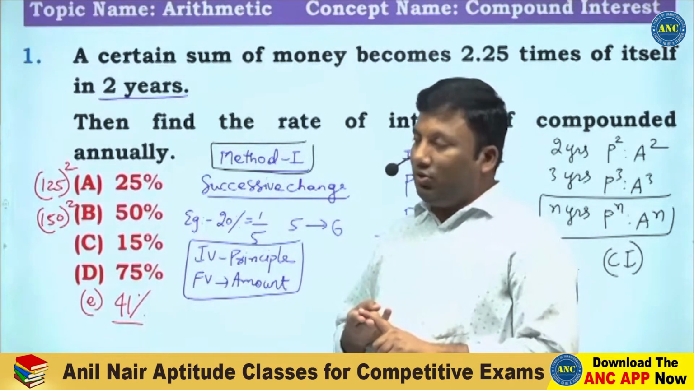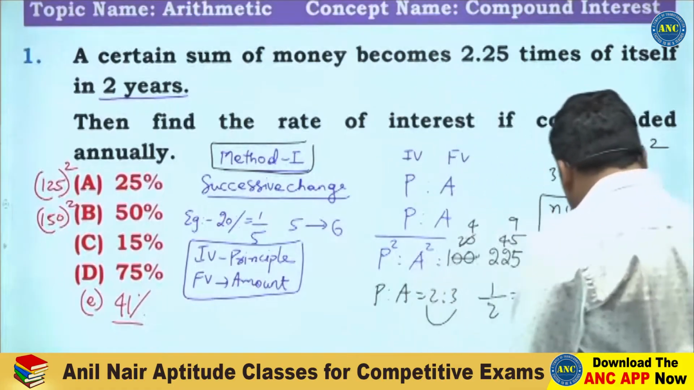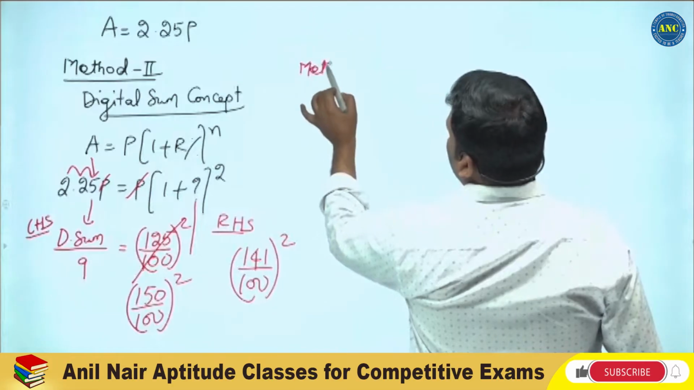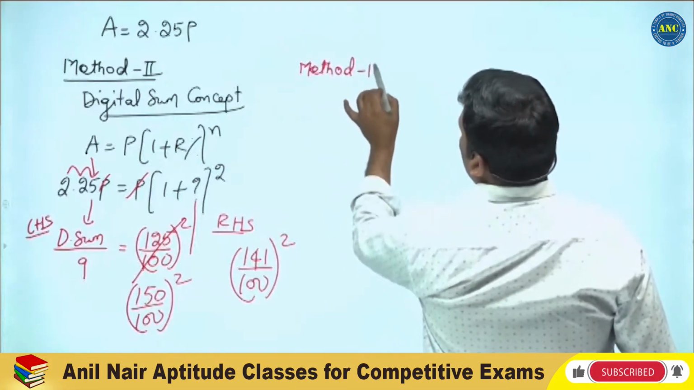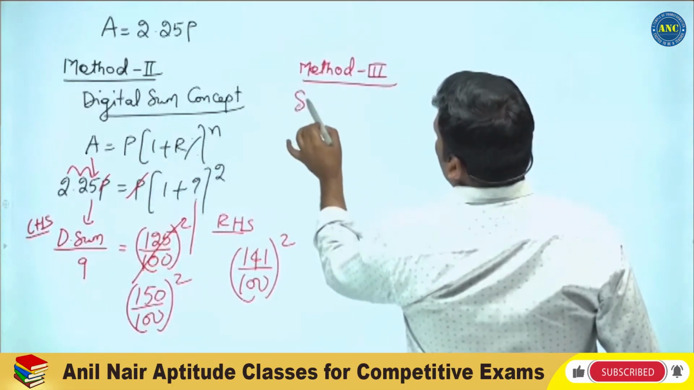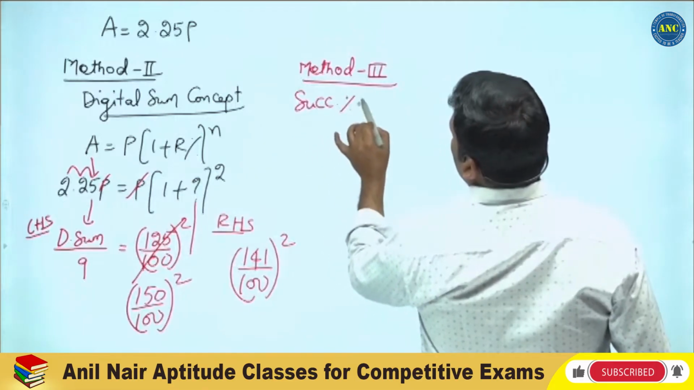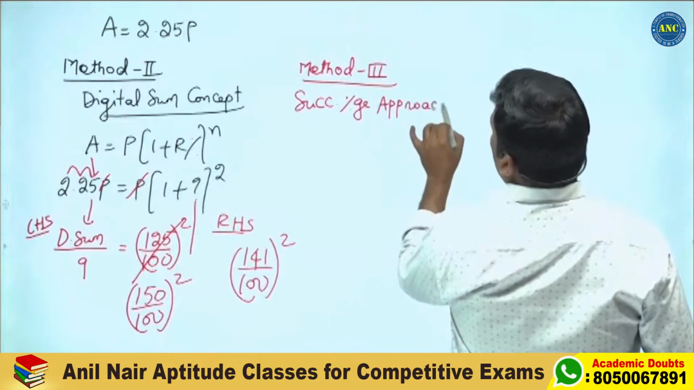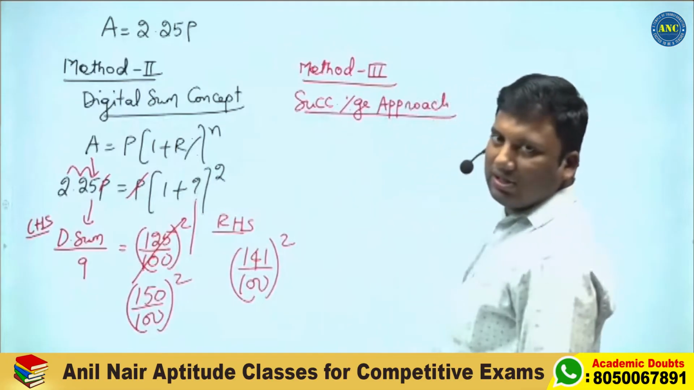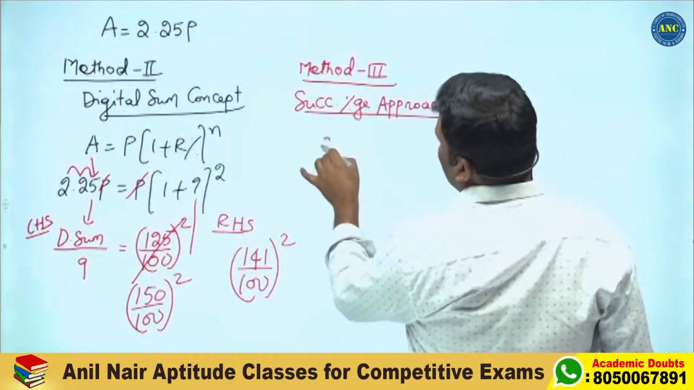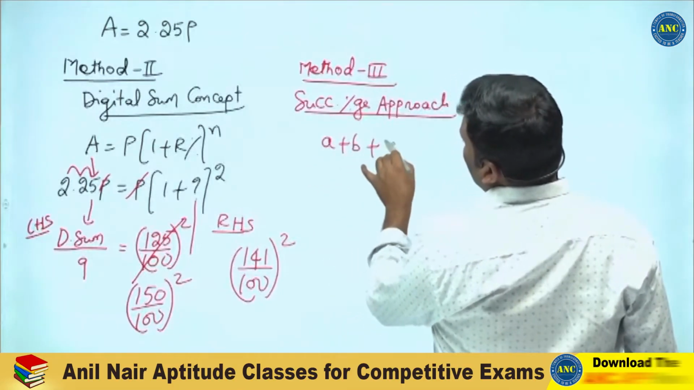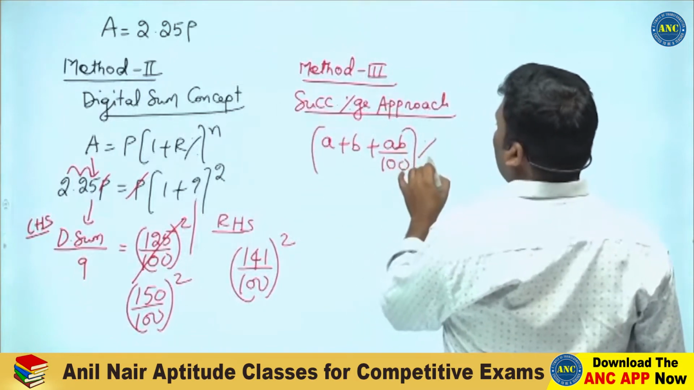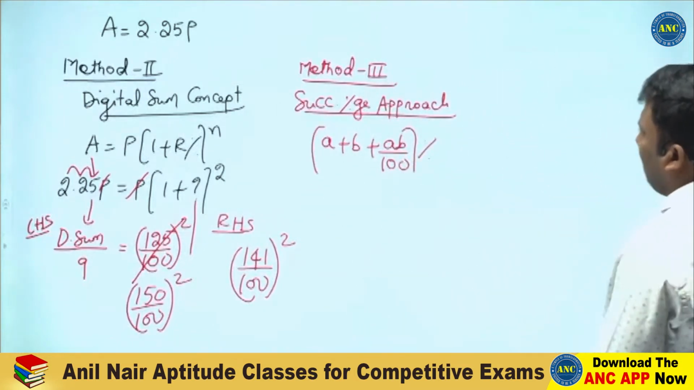Another is the successive change approach. Another is method number 3. We can use the successive percentage approach. What is the successive percentage approach? A plus B plus AB by 100 percentage.